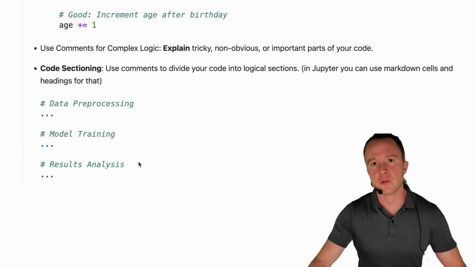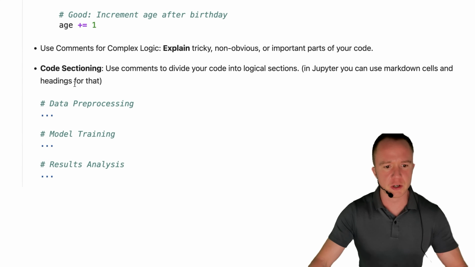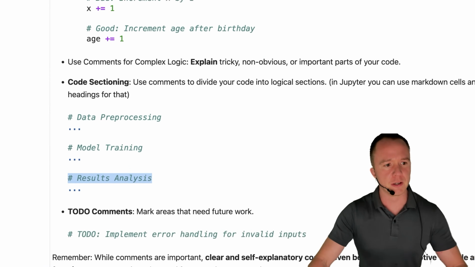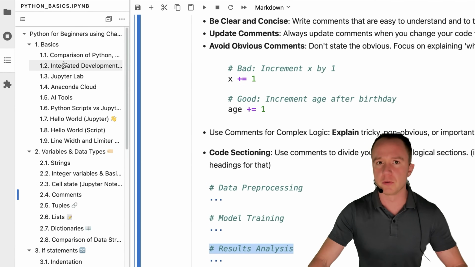One thing comments are used for in Python scripts is code sectioning. For example, this part is about data processing, then about model training, and then some result analysis. However, in Jupyter Notebook, you have markdown cells for that with headings, which has the added benefit that you have the table of contents here on the left, and you can click it and jump right to the section.